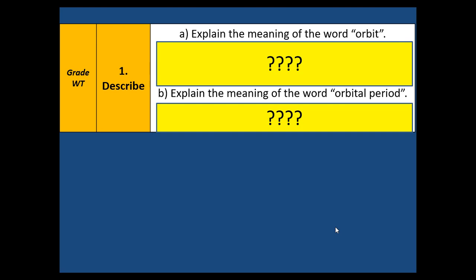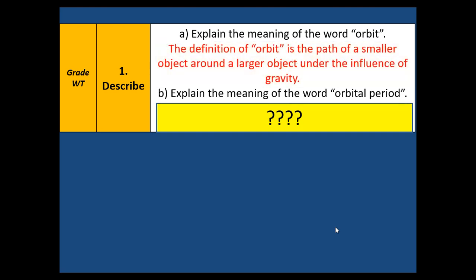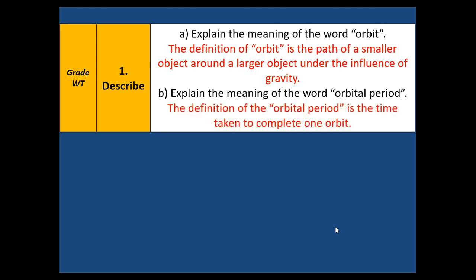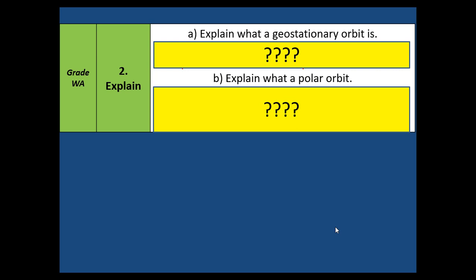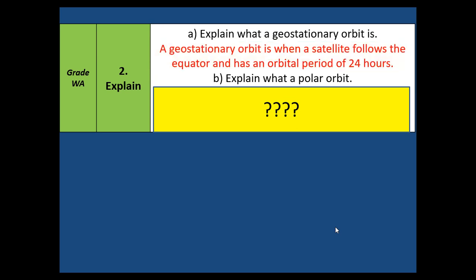Okay, so let's go through some of these ideas. The definition of the word orbit is the path of a smaller object around a larger object under the influence of gravity. Now, the meaning of the word orbital period, okay, it's the time taken for one complete orbit. So remember, the orbital period of the Earth around the Sun, for example, is a year, 365 days.